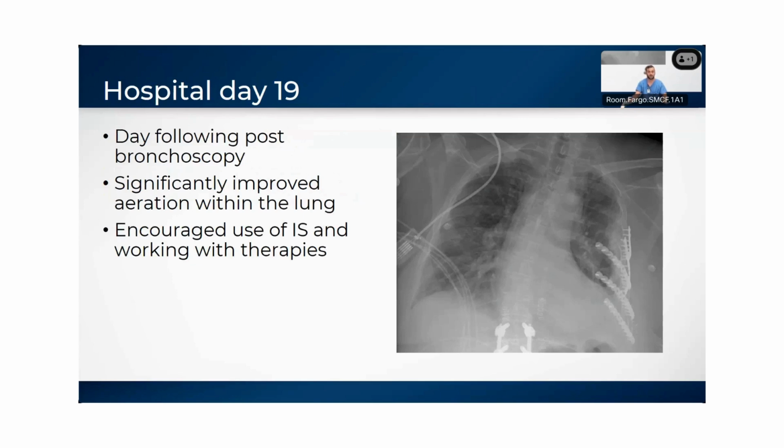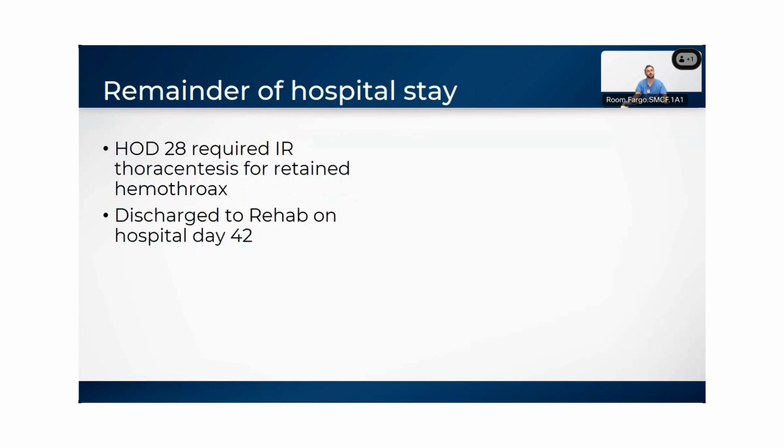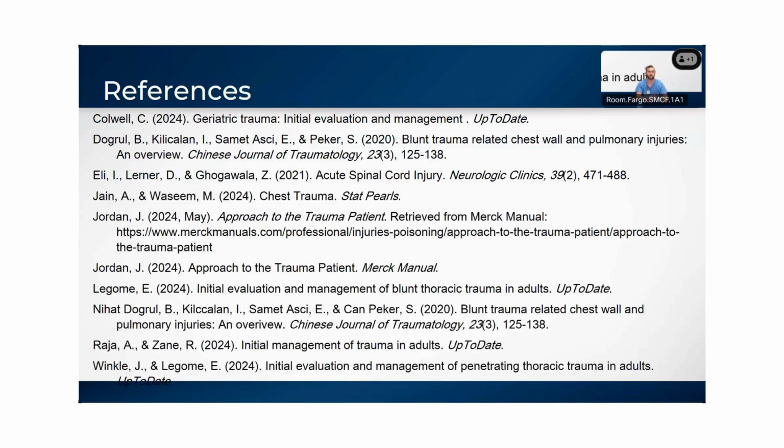She was therefore encouraged to keep using IS, working with therapies and pain control. Rest of the hospital stay was prolonged just for pain control, placement, and therapies. At one point, she did require hospital day 28 thoracentesis for retained pneumothorax, and she ended up being discharged to rehab on hospital day 42. So she went through a lot, definitely a lot of different problems with breathing. The important thing, I think, is recognizing changes in your patient, and then just kind of cueing to those assessment skills that we know, the ABCs.